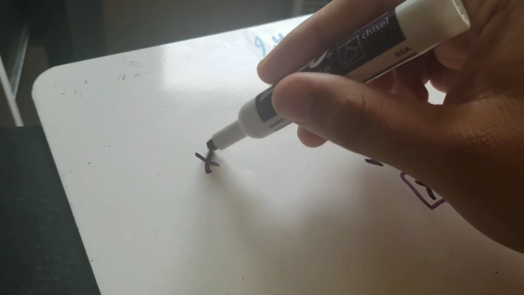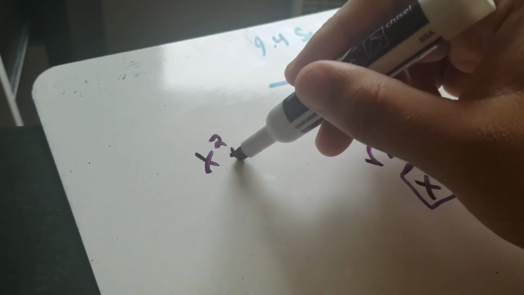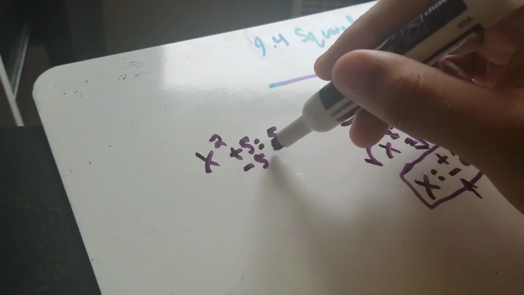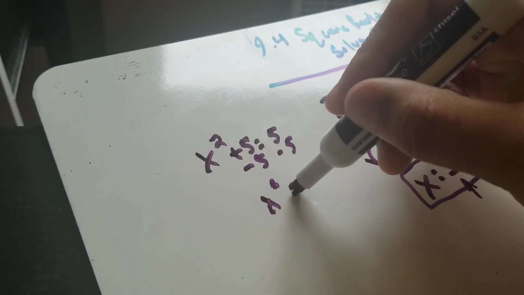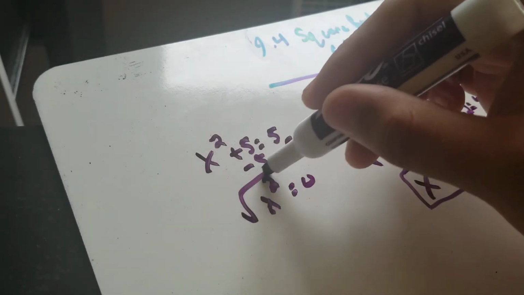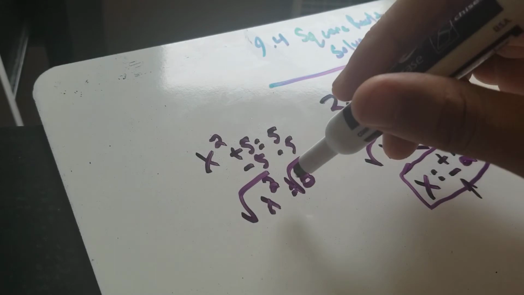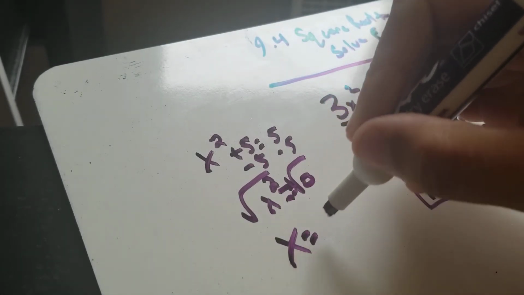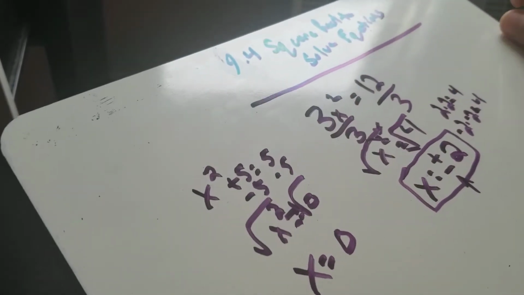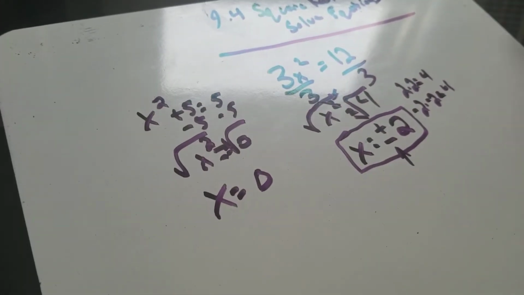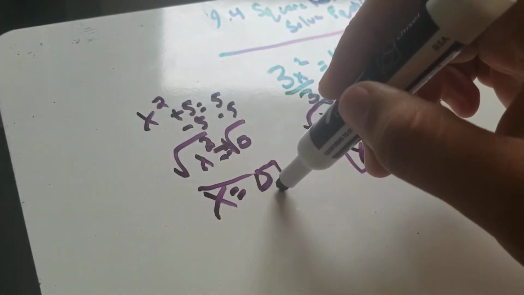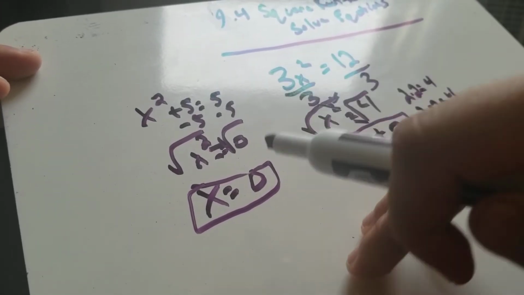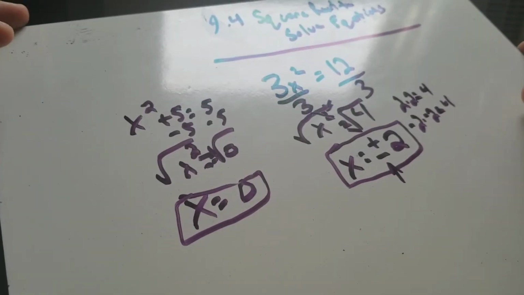Sometimes it's even easier though. X squared plus 5 equals 5. So we're going to subtract 5 on both sides. So x squared equals 0. The question might be, can you square root 0? Yeah, you could square root 0. The square root of 0 is 0 because 0 times 0 gives you 0. Very important though, there's no plus or minus 0. So don't put a plus and minus when it's 0. It is just 0. There's no negative 0, there's no positive 0. 0 is just 0. Okay?